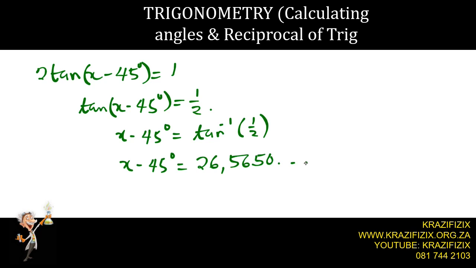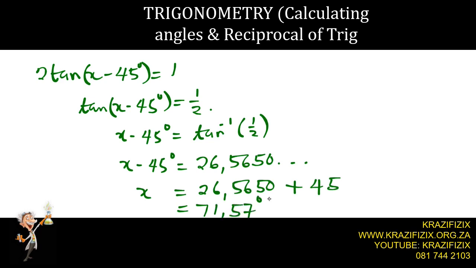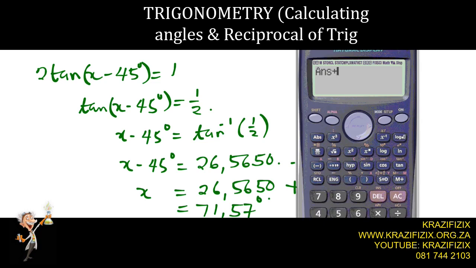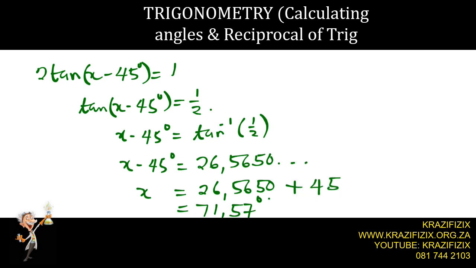What will I do? I need to move the 45, and it becomes positive there. So it's 26.565 plus 45, and that will simply give us 71.57 degrees. You can just confirm by saying plus 45: 71.57. Okay, the last one on this.